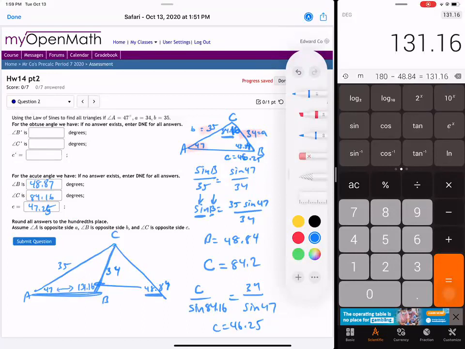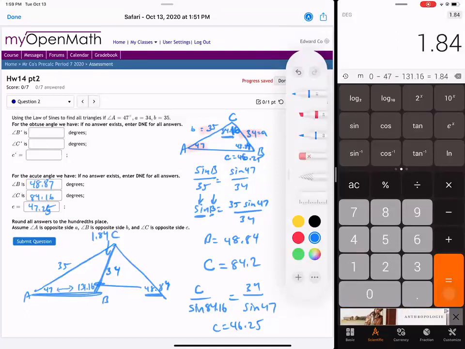So once we have the new angle, we can find our third angle here. Just like what we did before to find this 84, we do the same thing now to find our new C because we found angle B. So 180 minus 47 minus 131.16. And this is a really tiny angle, 1.84.